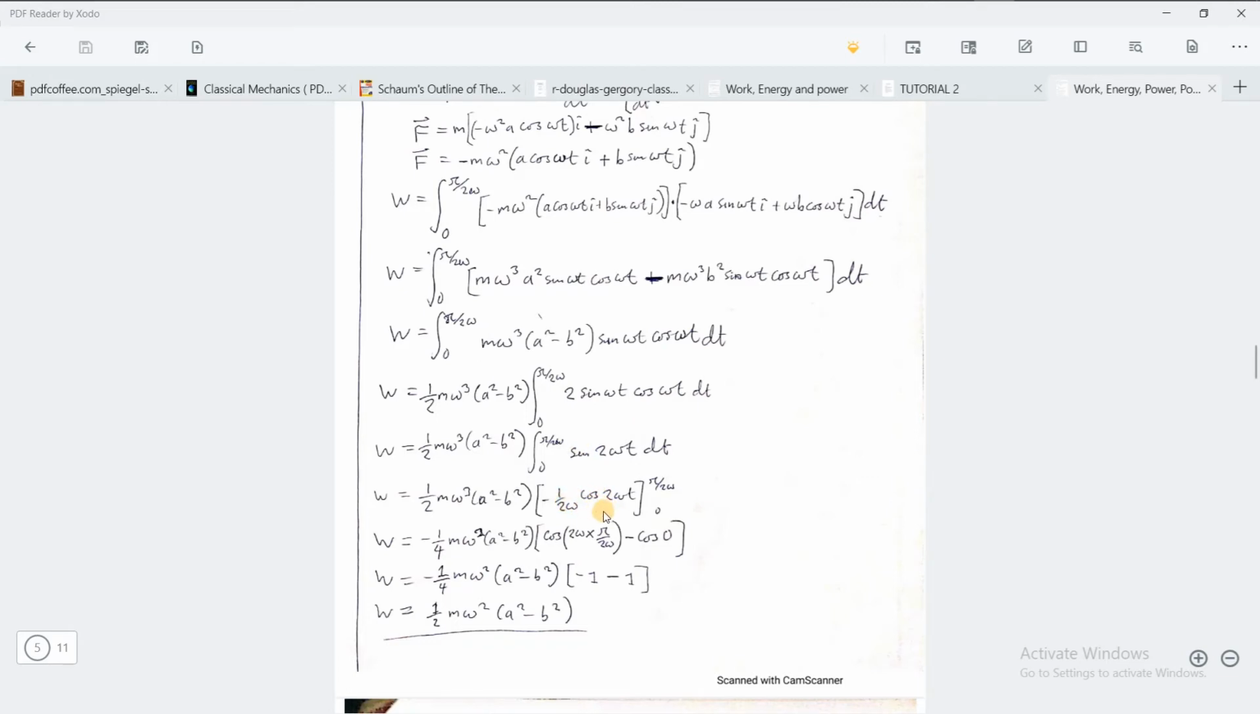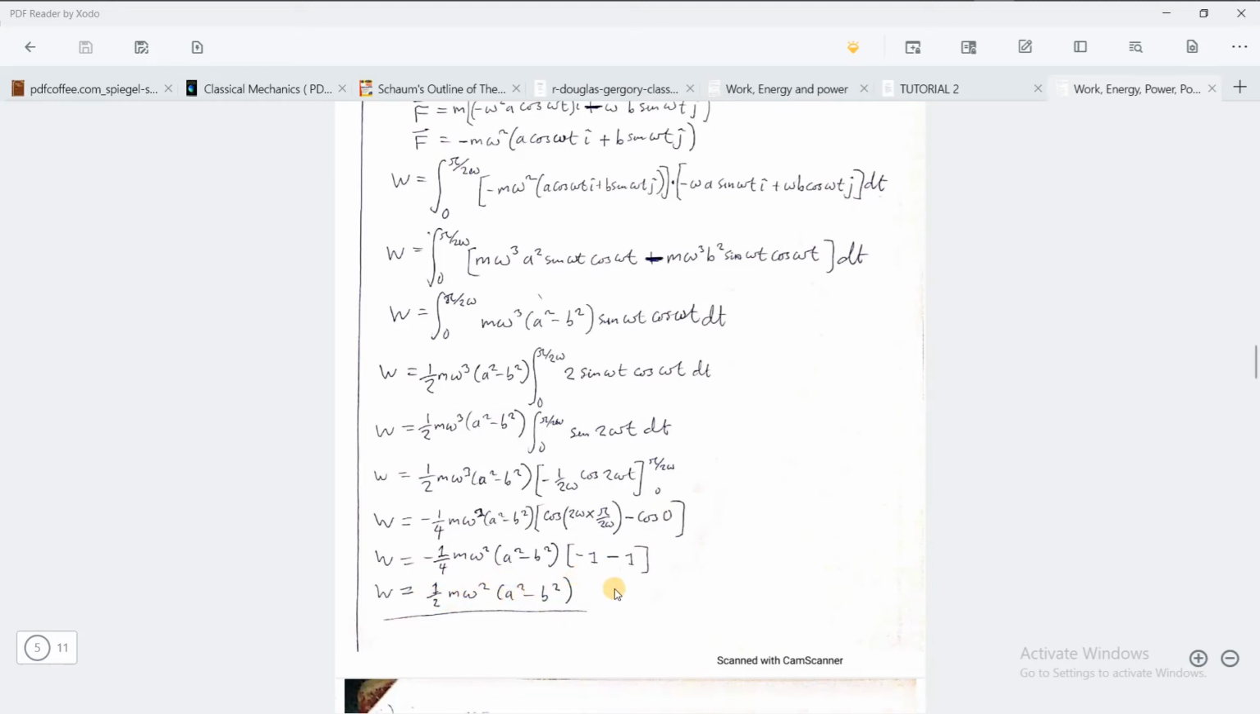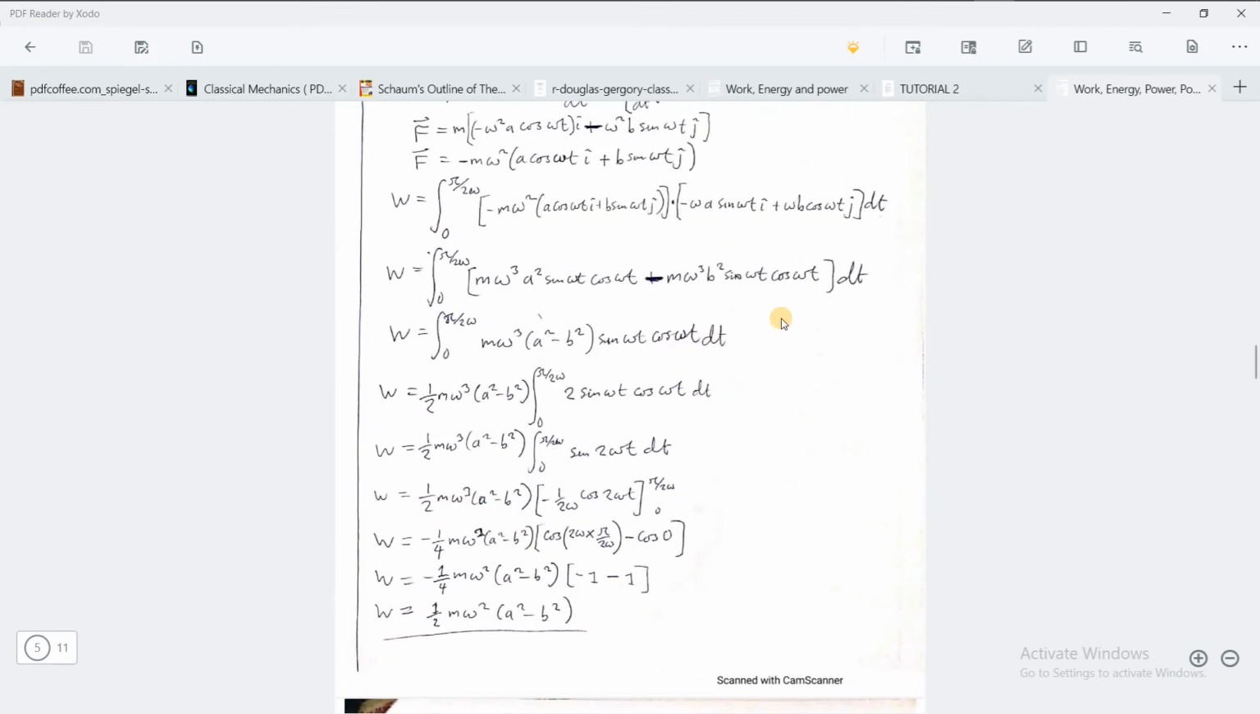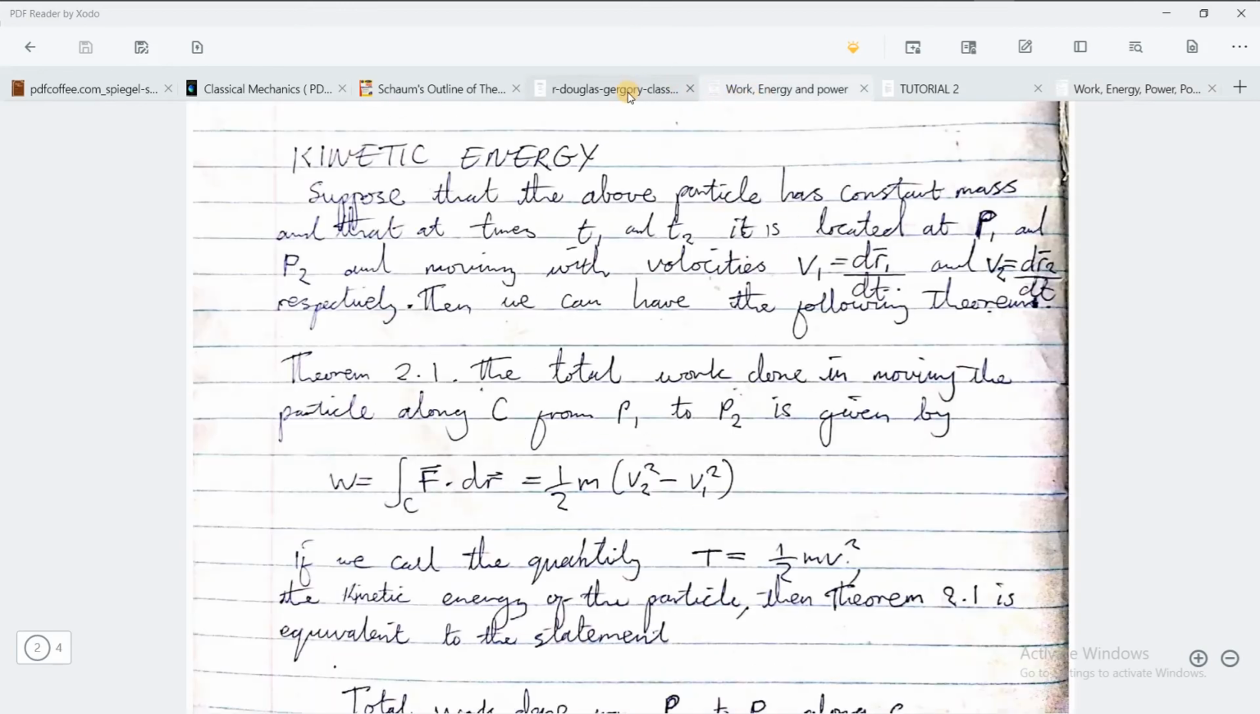Okay, so from here we substitute back these values in this expression, and 0 inside, and we'll get something like that, minus cos 0. We'll get this expression and that expression, and finally this expression. So this is our work done, which is half m omega squared (a squared minus b squared). Alright, so that is our work done.